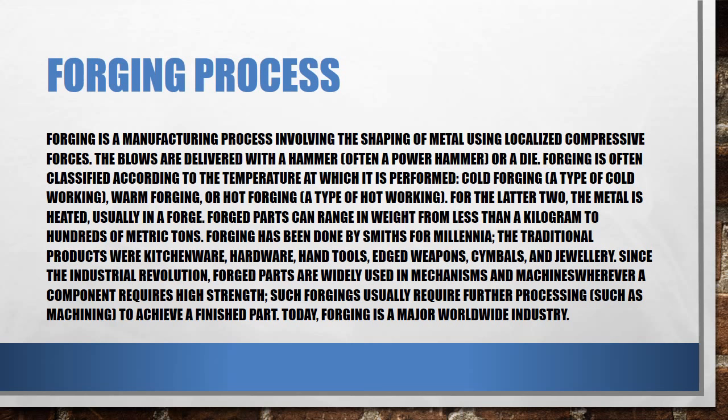Cold forging, a type of cold working, warm forging, or hot forging, a type of hot working. For the latter two, the metal is heated, usually in a furnace. Forged parts can range in weight from less than a kilogram to hundreds of metric tons.